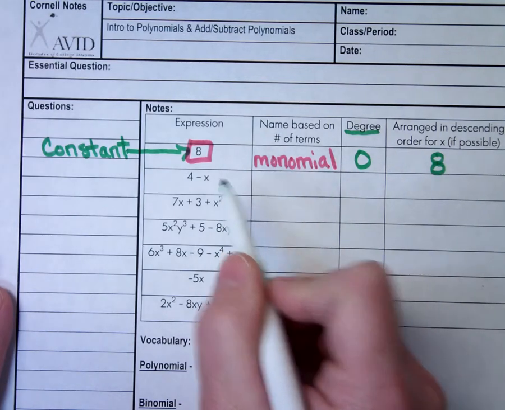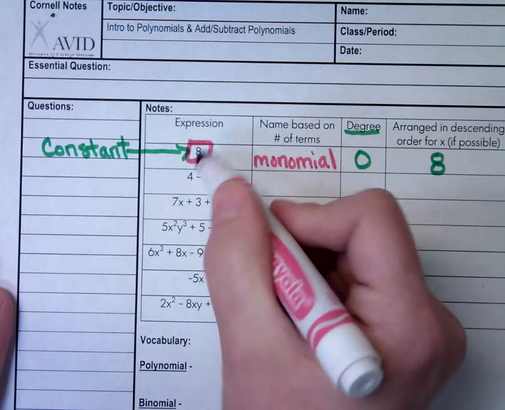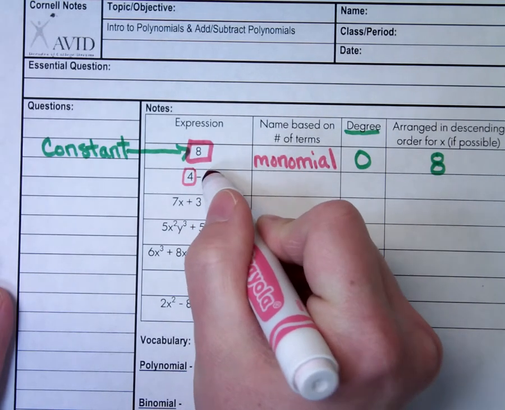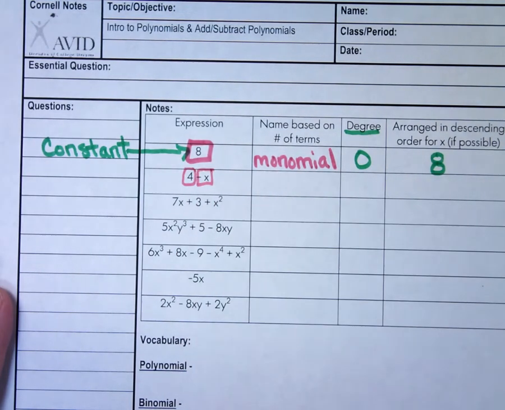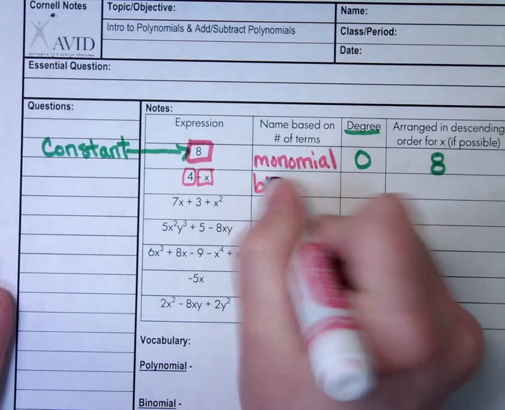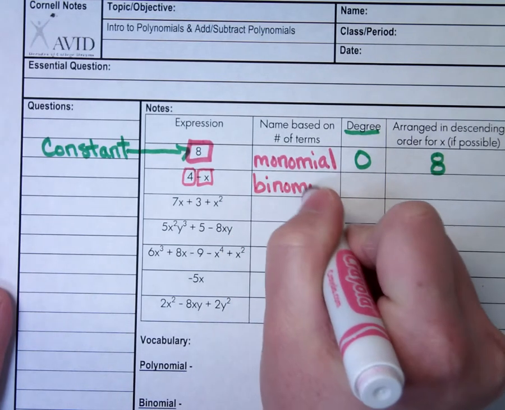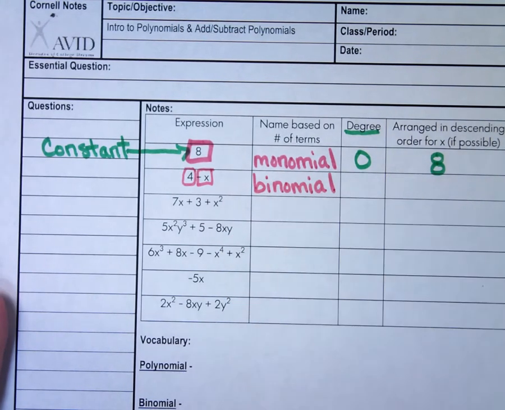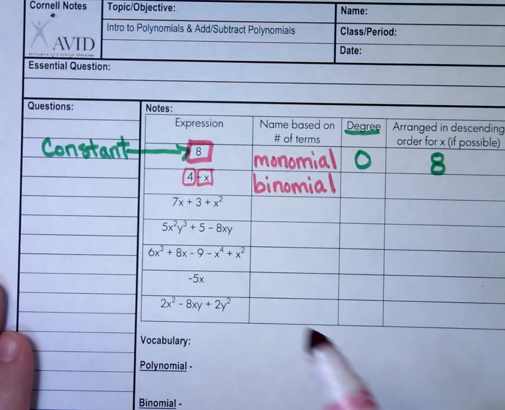Okay, looking at this next expression. Since I have two terms, I'm going to start with that. I've got 1, 2. Two terms. That is called a binomial. Like a bicycle has two wheels, a binomial has two parts to the problem.